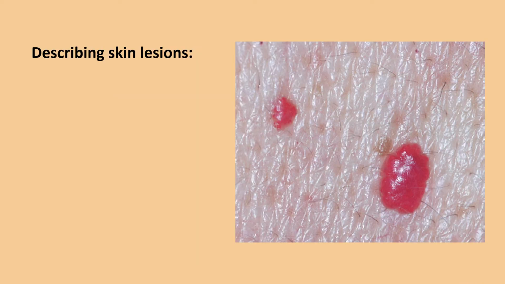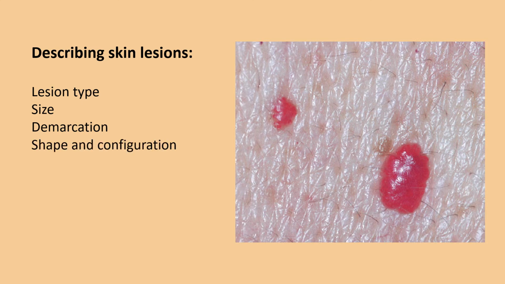An accurate description of the skin lesion may help lead to the correct diagnosis. In describing skin lesions, consider the following. Lesion type, sometimes called primary morphology. These are the different types of primary and secondary lesions. Size, demarcation, whether it is well demarcated or not well demarcated. Shape and configuration of the lesions, which will be discussed later.